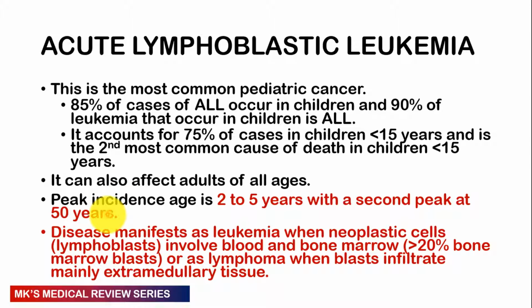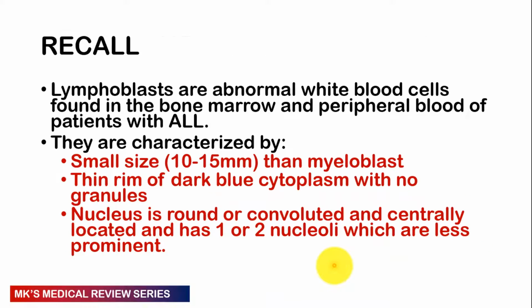Now remember that the disease manifests as leukemia when you have these neoplastic cells, or the lymphoblasts, that are going to be involved in the blood, that are going to be involved in the bone marrow, and you have greater than 20% of these bone marrow blasts. Or you can refer to it as a lymphoma when you have these blast cells that are going to be infiltrating the extramedullary tissue, things like the liver, the CNS, the spleen, the testes, and so on and so forth.